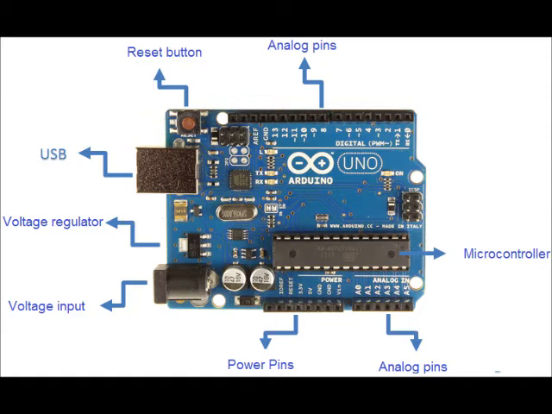The number 4 is the reset button. It is used to stop and restart the program you are running. And the number 5 is the power pins. They serve to obtain voltage and ground for the necessary elements that can be fitted to the board.